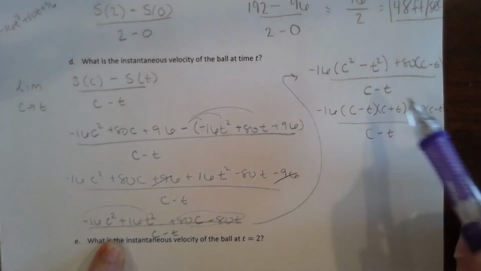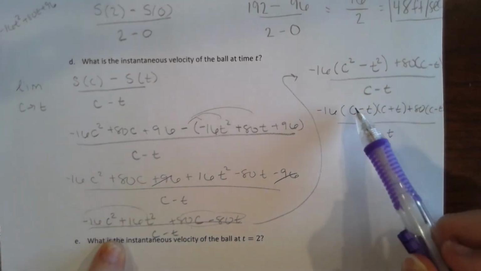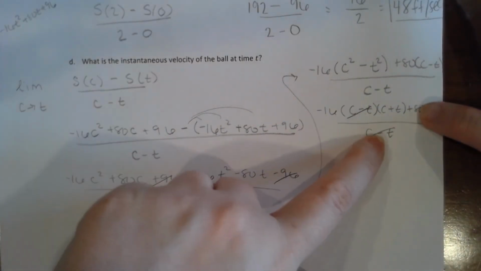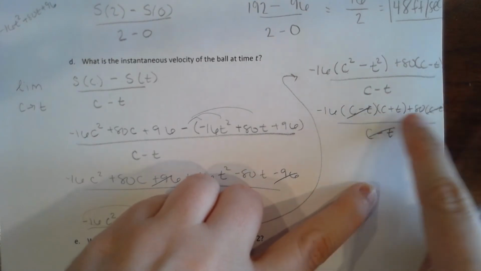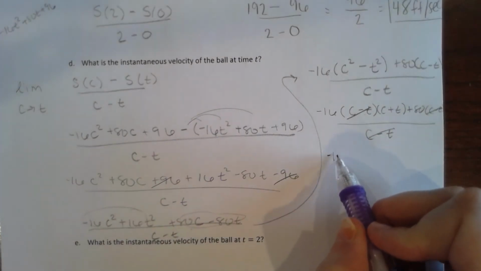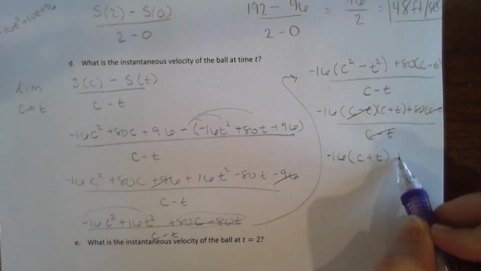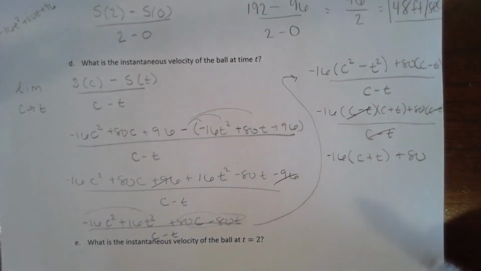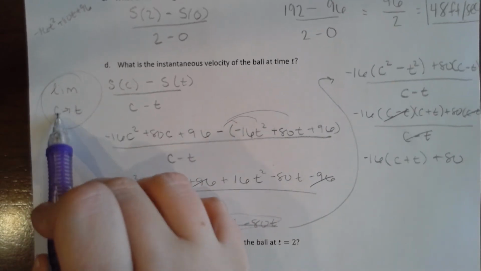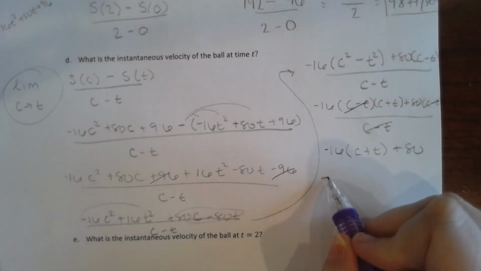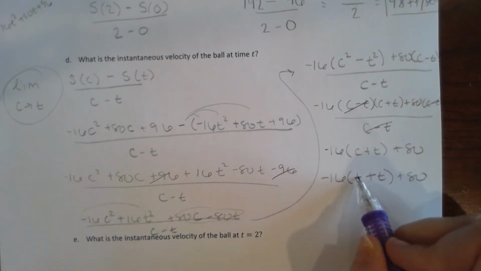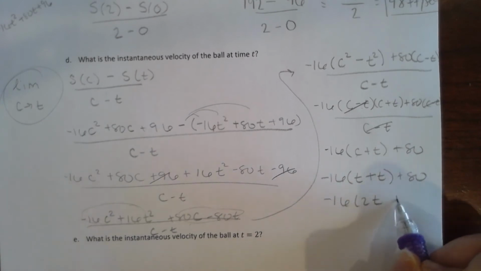Now, because this has a c minus t and this has a c minus t, all three of these can cancel out. Now, if there was no c minus t here, then we're not allowed to cancel those out. But because it's in both of these, we're allowed to factor out or cancel out all three. So that leaves us with negative 16 times c plus t plus 80. Now remember, we're doing a limit as c goes to t. So that means I'm changing c into t. So t plus t plus 80. Well, that would give us negative 16 times 2t plus 80.